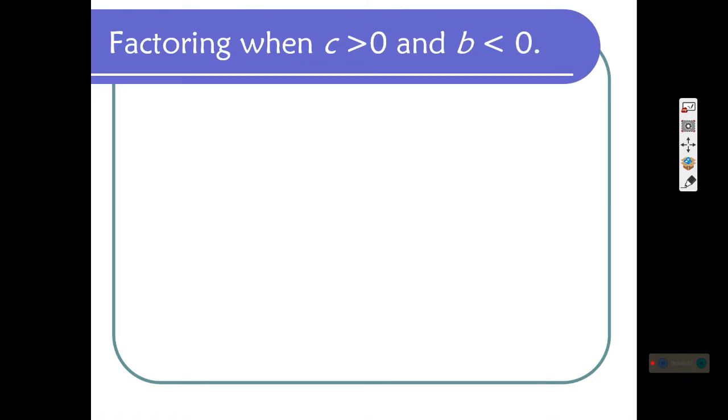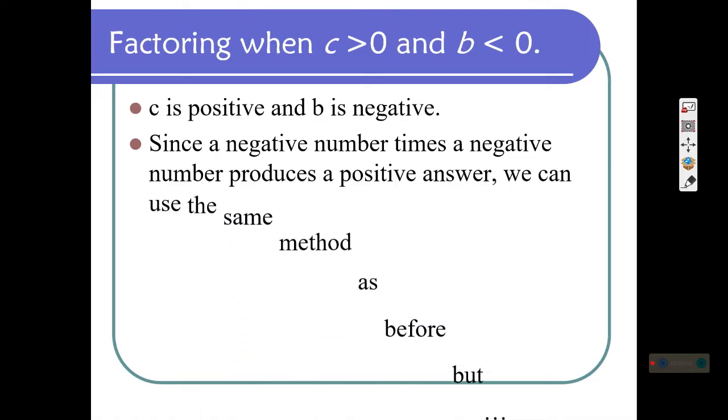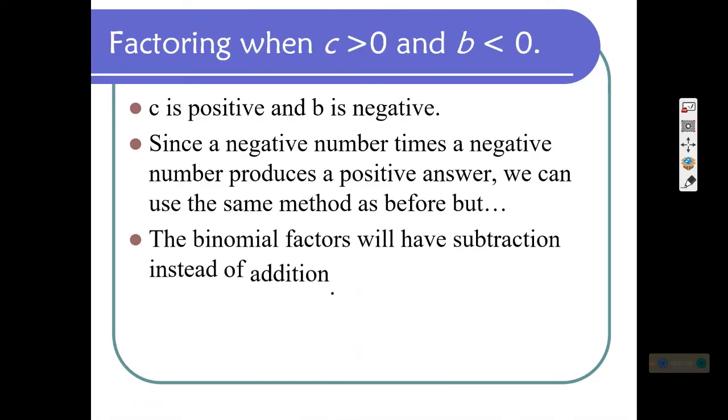Okay. So, how about if you are going to factor the trinomial where c is greater than 0 but your b is less than 0? Wherein c is positive and b is negative. So, since a negative number times a negative number produces a positive answer, we can use the same method as before. But, the binomial factors will have subtraction instead of addition.